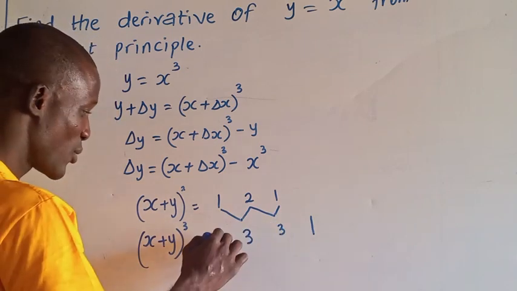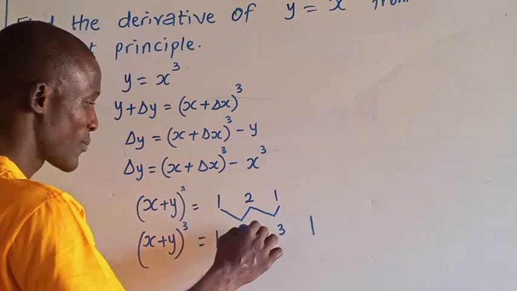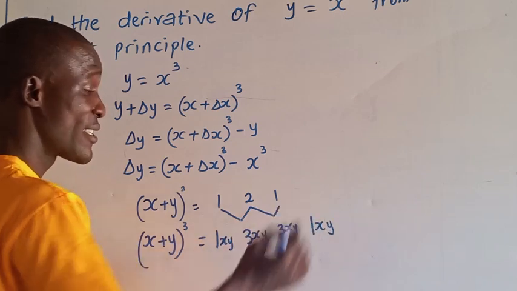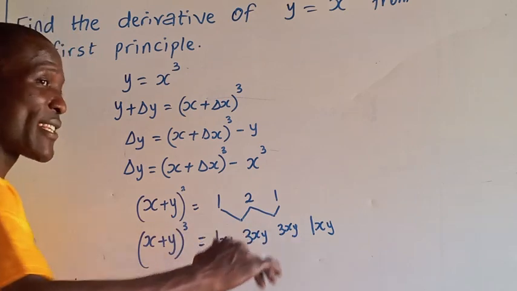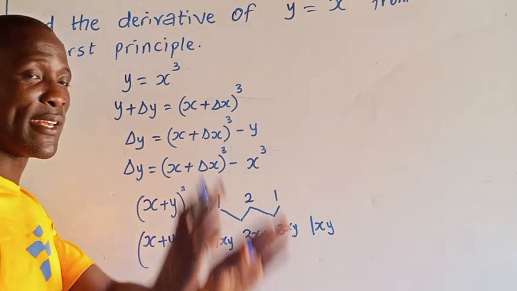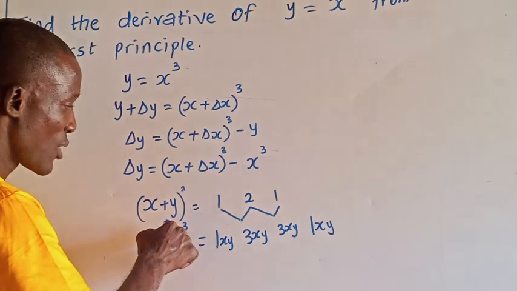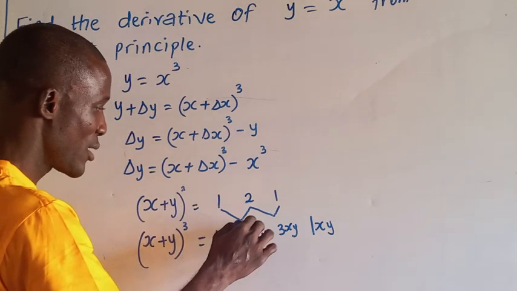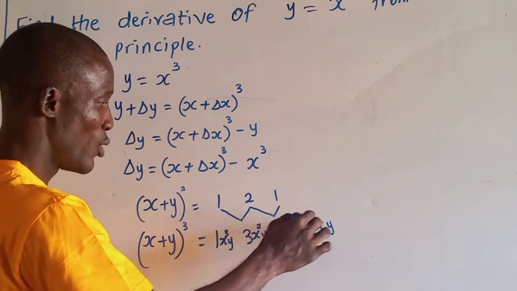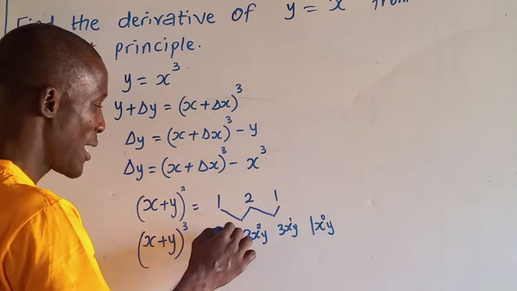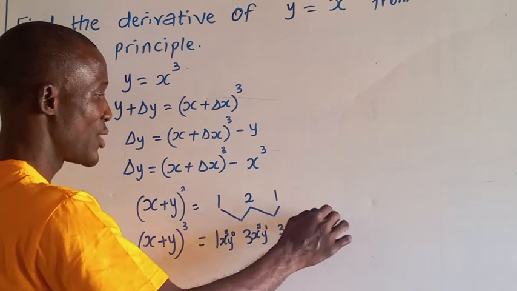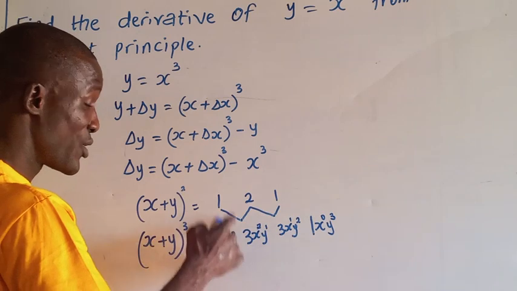To make it simpler, you're going to have x, y, x, y, x, y, x, y. Now, as the value of x is decreasing, the value of y is increasing. The power that we're dealing with here now is 3. So we have for x 3, 2, 1, 0. For y 0, 1, 2, and then 3. Now y to the power of 0 is 1.